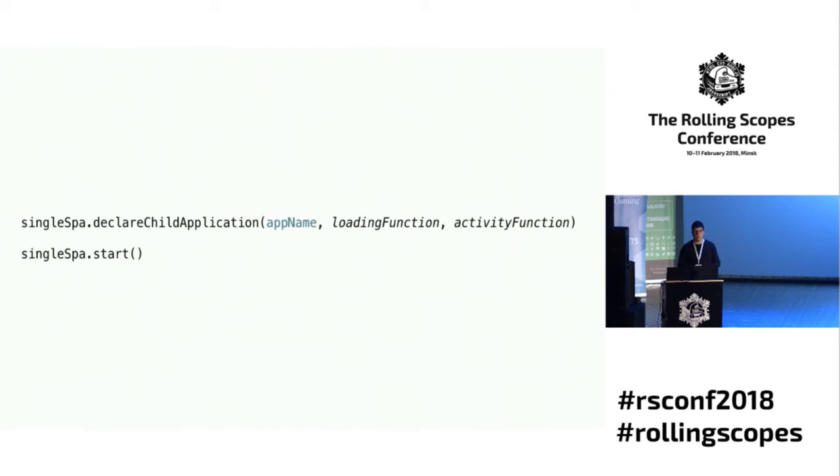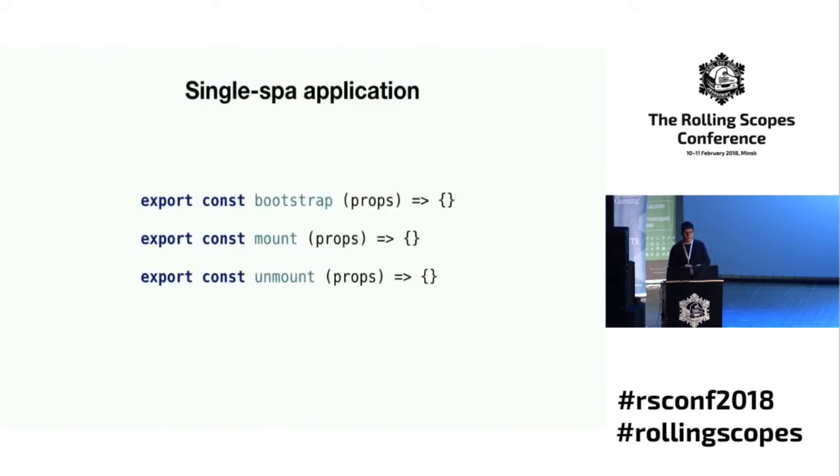And the third thing we need to do is to declare the child application. We are passing the app name, the loading function, and the activity function. If you also want, you can pass some props as a fourth parameter in this function. So if you have your Redux running, you can pass, for example, the Redux instance here, and then your app will receive that as a prop. And we need to start our single spa app. And that's basically it. This will just work.